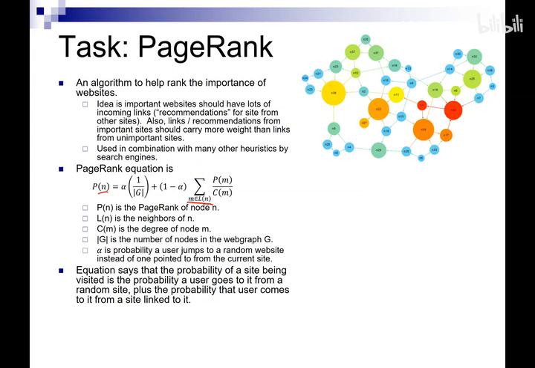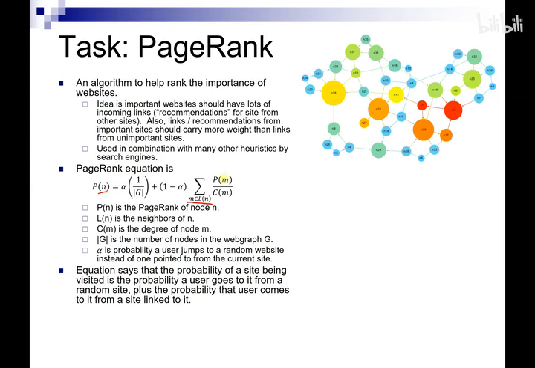The second part of this equation is that 1 minus alpha fraction of the time, the user is not just visiting a random node. Instead, he's going to arrive at your website n through one of the neighboring websites. So what is the probability that he's visiting one of the neighboring websites? For each of these neighbors m, he's got a P of m probability of visiting that website, because P of m is defined as the probability that when you go to a website at random, you're going to be at website m.